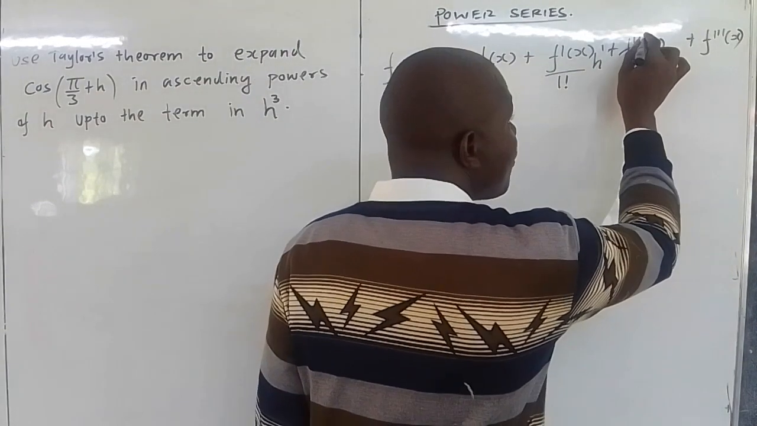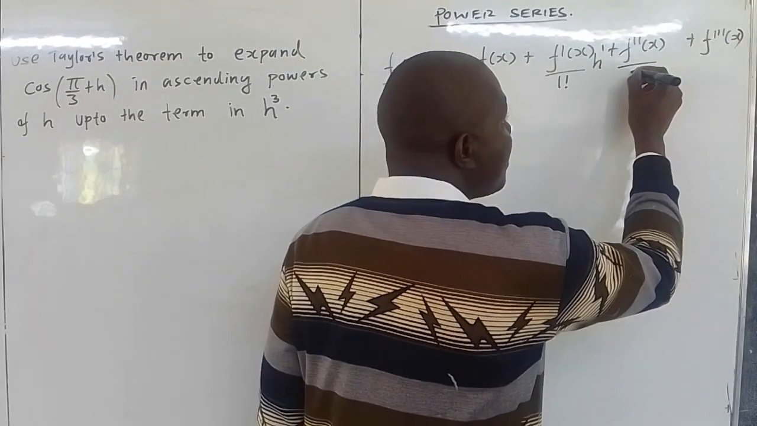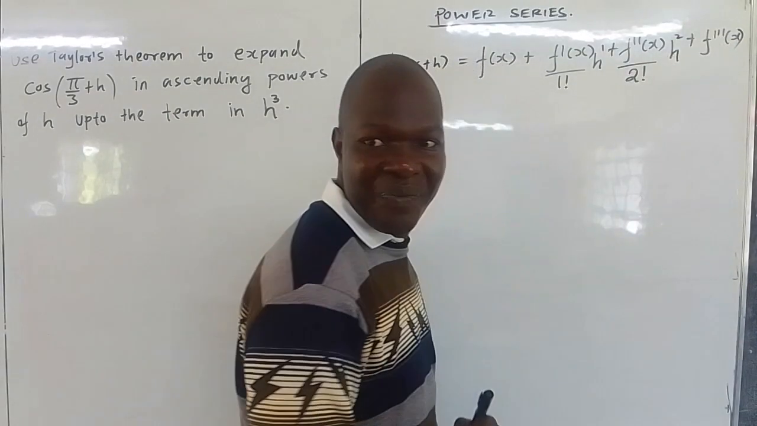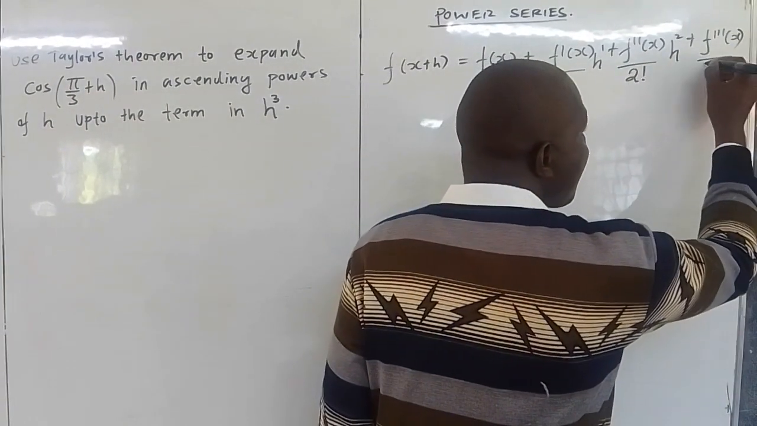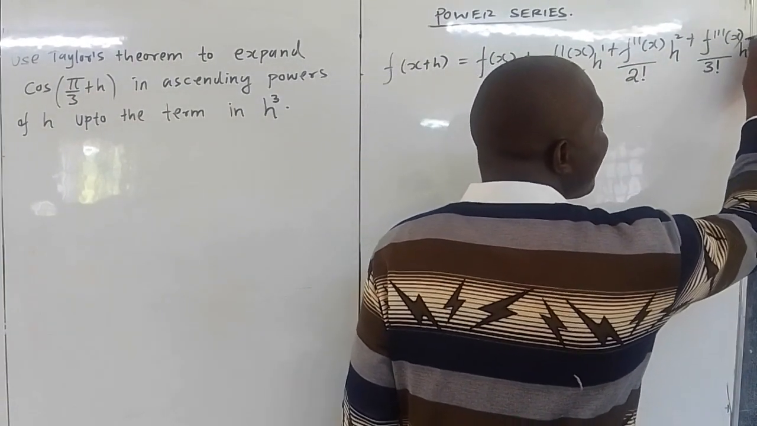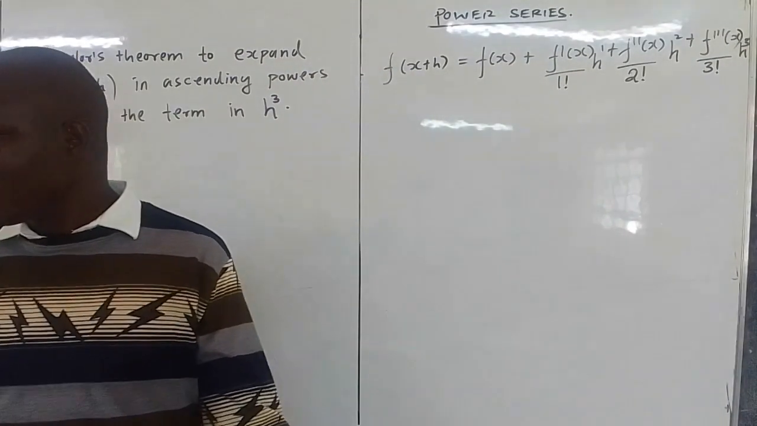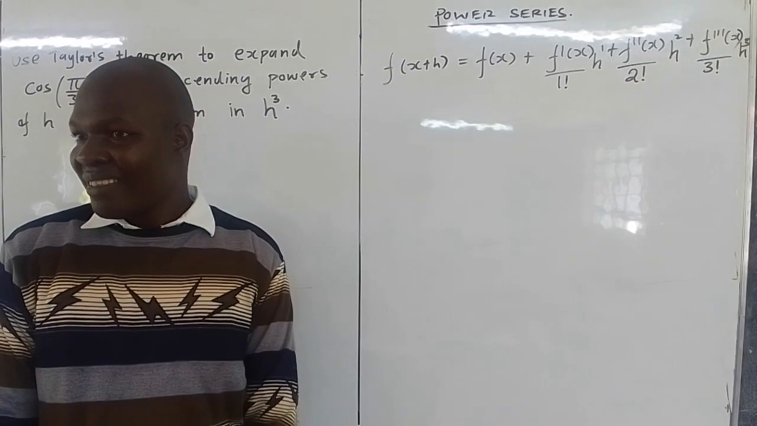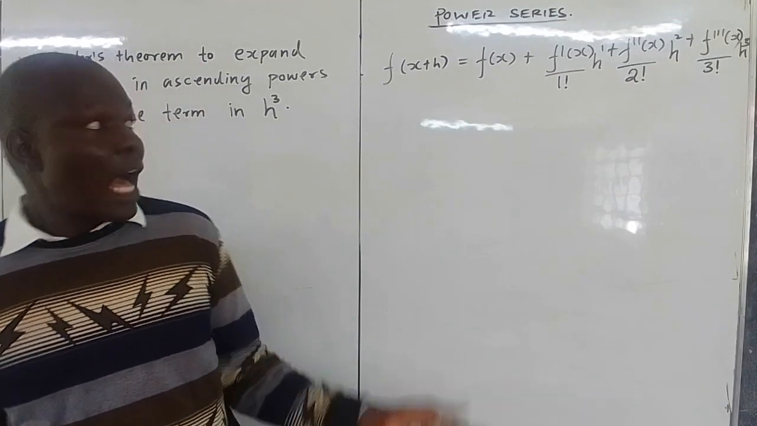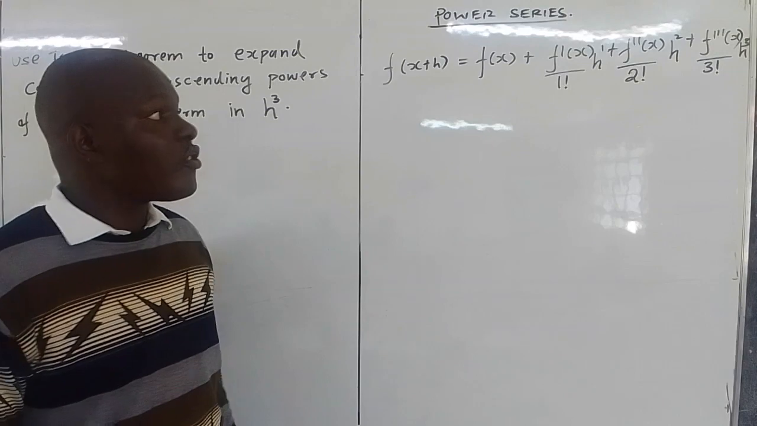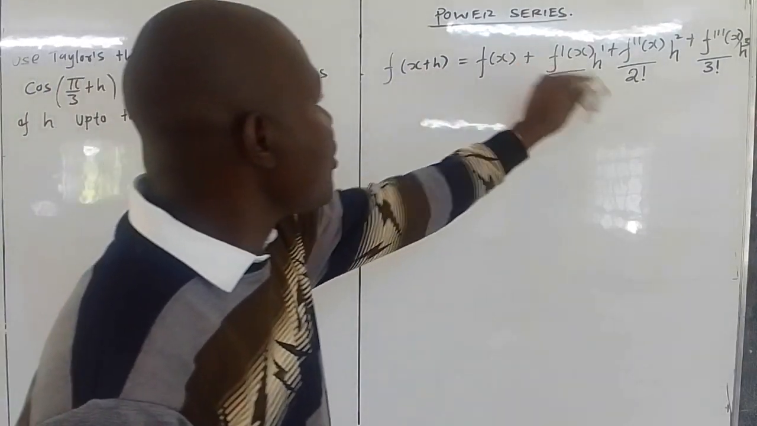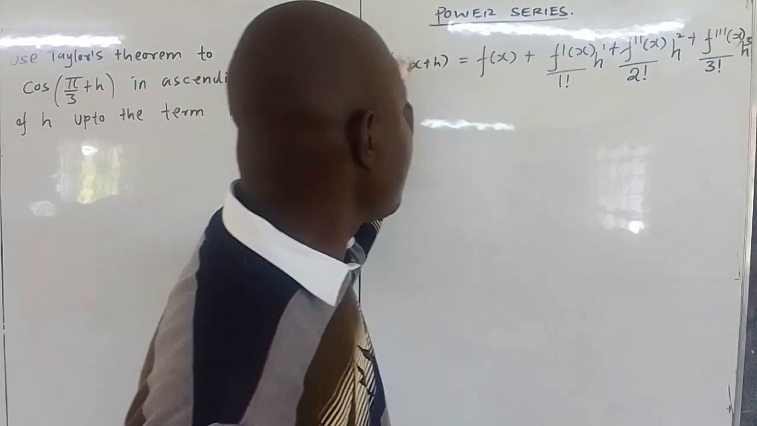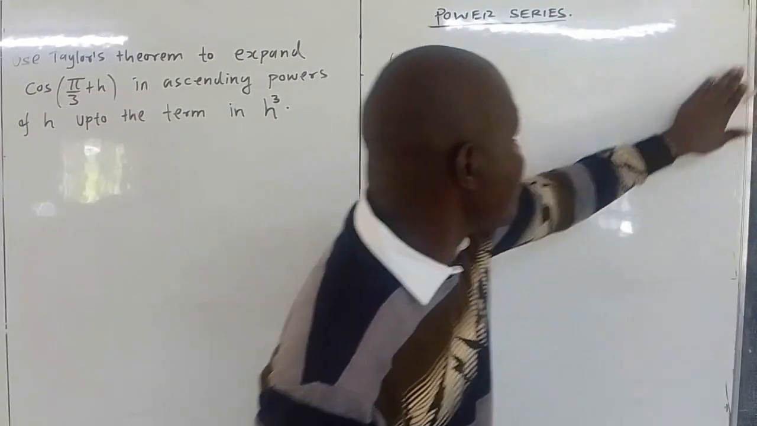Then you go here, if you have f double prime, you have 2 factorial, then h is raised to power 2. If you have f triple prime, it means 3 factorial, then h is raised to power 3. Are we together? So you found the series up to the term in h cubed. To get this series is very simple, the way I've stated it.